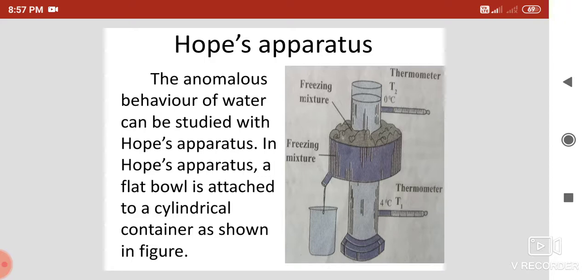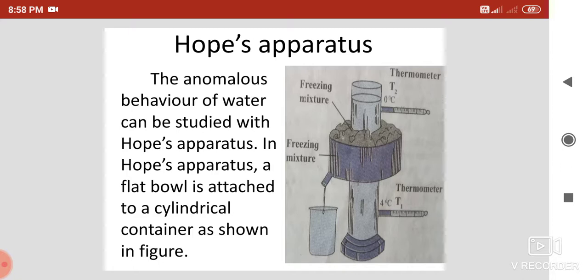In the bowl there is the freezing mixture, and in the middle container, water at room temperature is taken. We have to note down the temperatures T1 and T2. Before putting the freezing mixture in the bowl, we first note the temperature T2 of the upper part and the temperature T1 of the lower part. Then we put the freezing mixture in the bowl. Initially, T1 and T2 are both the same.